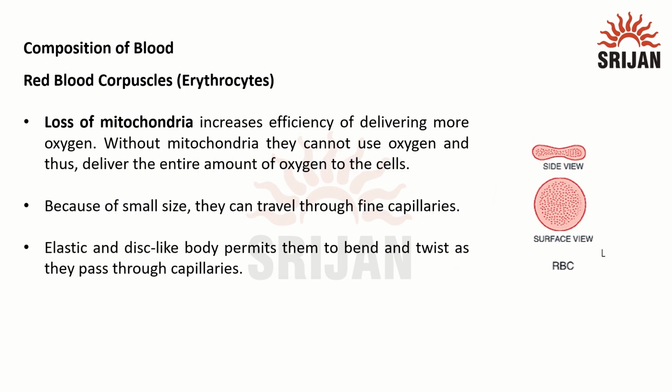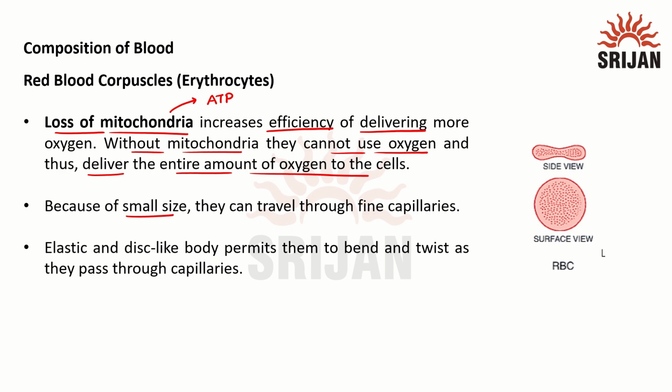Next, since they don't have mitochondria, we know that mitochondria helps in production of energy, ATP, by breaking down glucose. Now, if mitochondria is absent, it will increase efficiency of delivery without using oxygen for their cellular respiration process itself. So without mitochondria, they cannot use oxygen. Thus, they will deliver the entire amount of oxygen to the cell, 100% of oxygen.